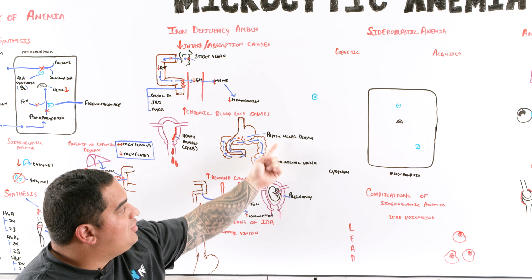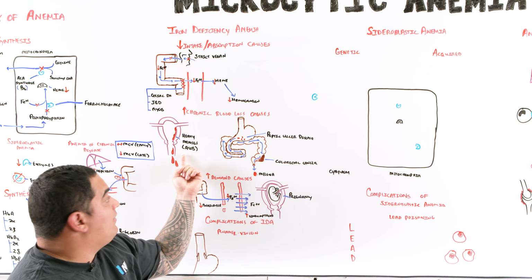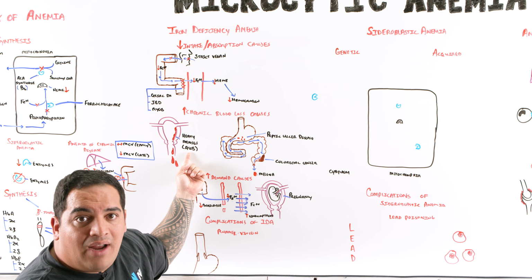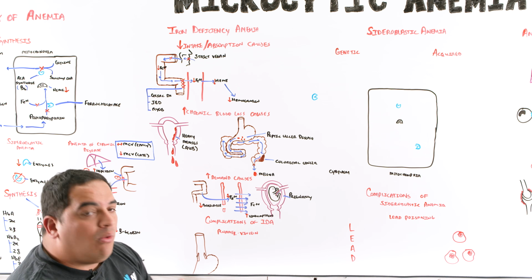I may have to do an EGD. I may have to do a colonoscopy. I may have to do an ultrasound or transvaginal ultrasound or pelvic ultrasound to look for reasons for heavy uterine bleeding. These are important things to consider.